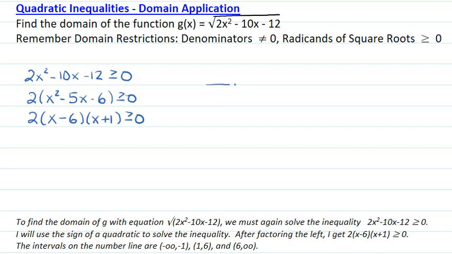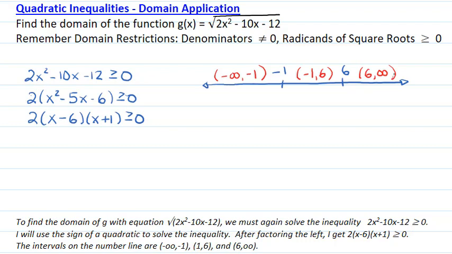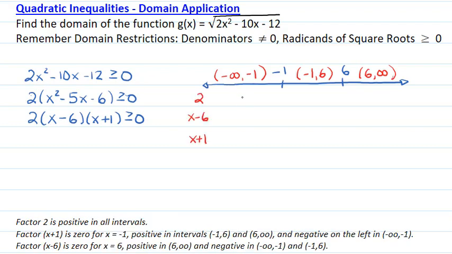On the number line, this corresponds to three intervals. Intervals negative infinity to negative 1, negative 1 to 6, and 6 to infinity. Factor 2 is positive in all intervals. Factor x plus 1 is 0 when x is equal to negative 1. It is positive in the intervals negative 1 to 6 and 6 to infinity, and it is negative in the interval negative infinity to negative 1.